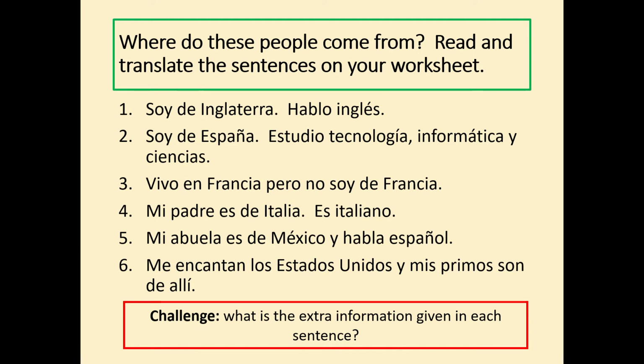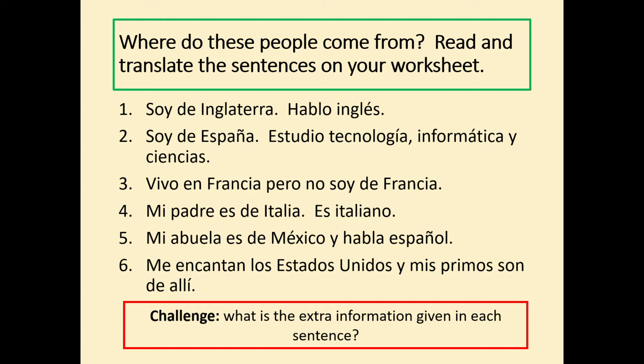Take a moment to read these 6 sentences. They all use the verb ser, and they've got a mixture of information that you've seen since the beginning of Module 4. Can you first of all work out where these people are from and translate the sentence as you go along? And can you work out the extra information given in each sentence? Pause the video, complete the work on your worksheet, and come back for the answers.